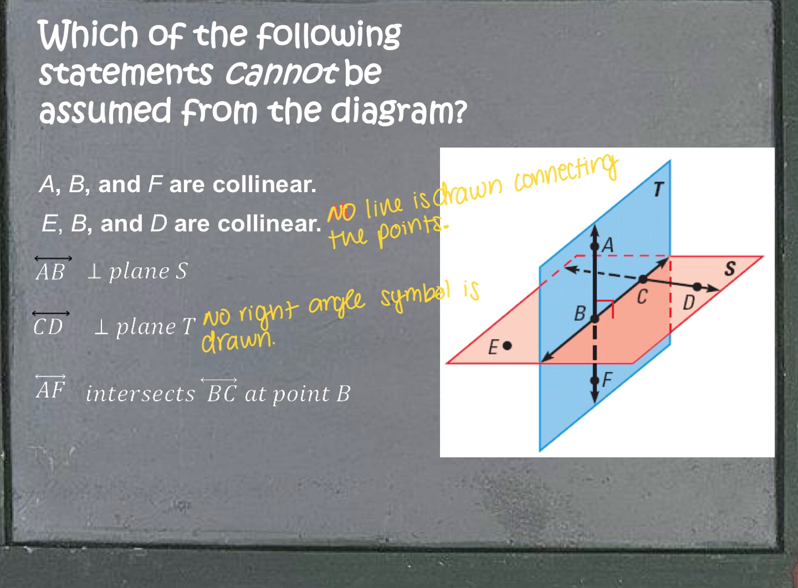So let's look at the one before it. Line AB. Looking at it, line AB is perpendicular to plane T. Or plane S. Yes, it's perpendicular to plane S. They're giving me that little red box. CD is not perpendicular to plane T. There is no red box. And then looking at the last one, AF. Does line AF intersect BC at point B? Yes, it does. Okay, so that we know.